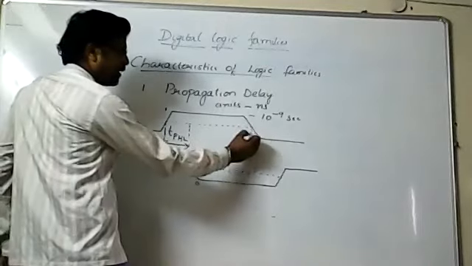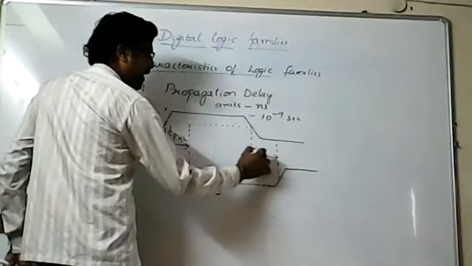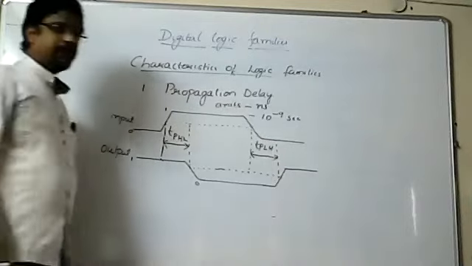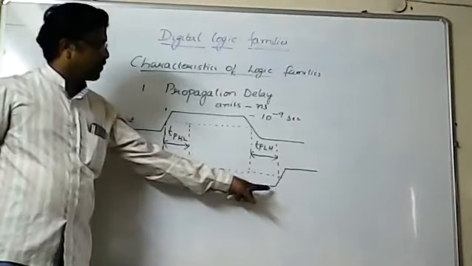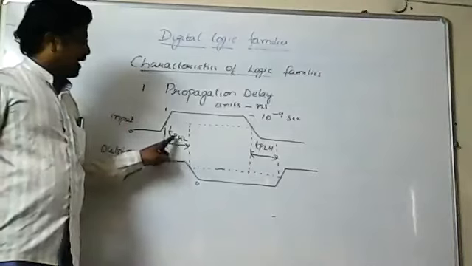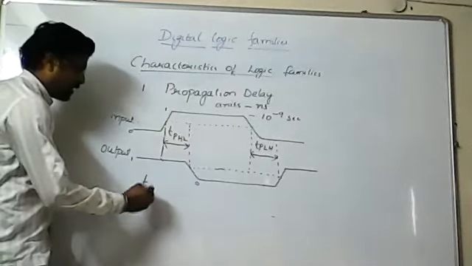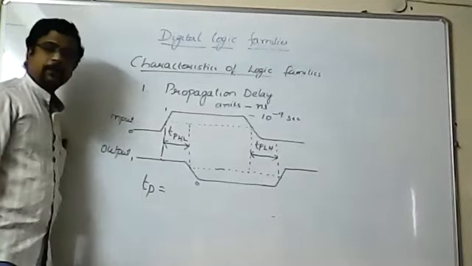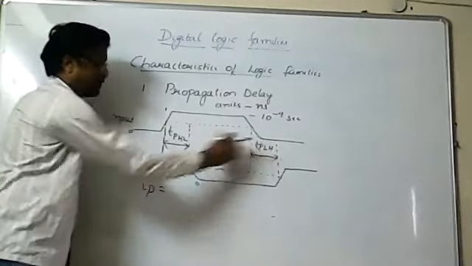Similarly, draw a vertical line here. This is called TPLH. It is the time taken for the output to change from low to high. So you have two propagation times, one high to low and one low to high. Then we can find the propagation delay. Propagation time or propagation delay, represented by TP, is equal to the average of these two delays.